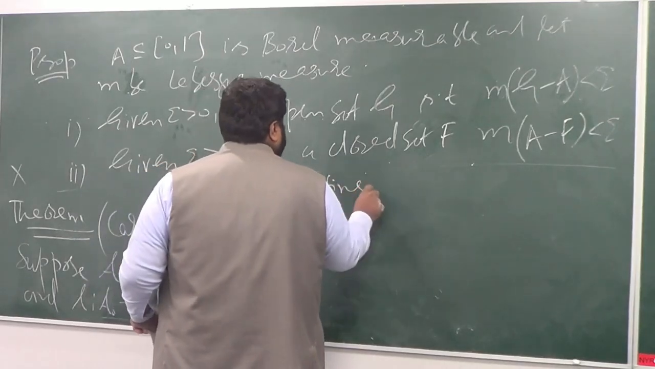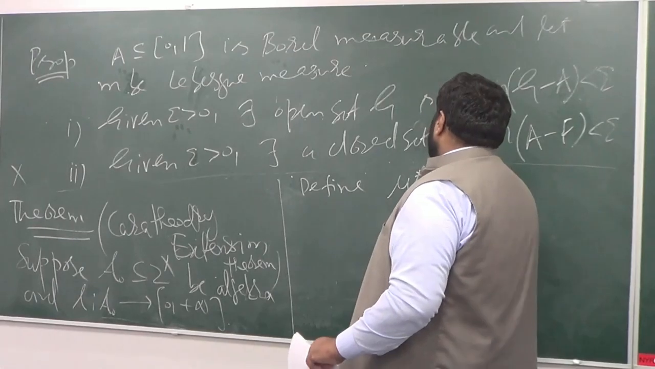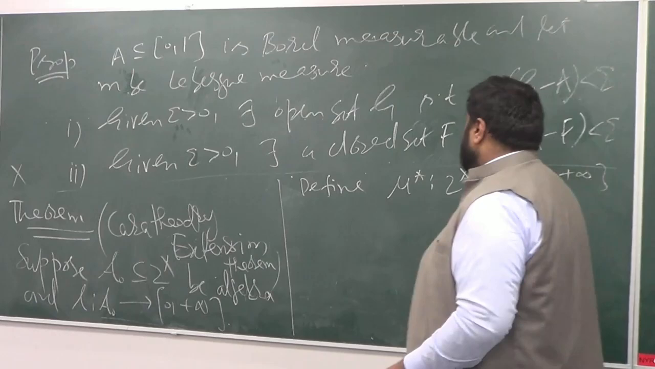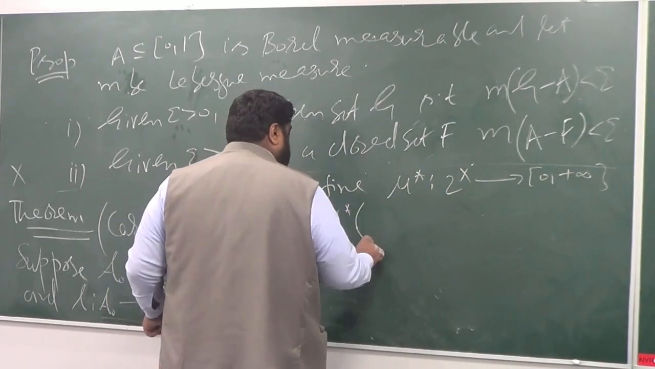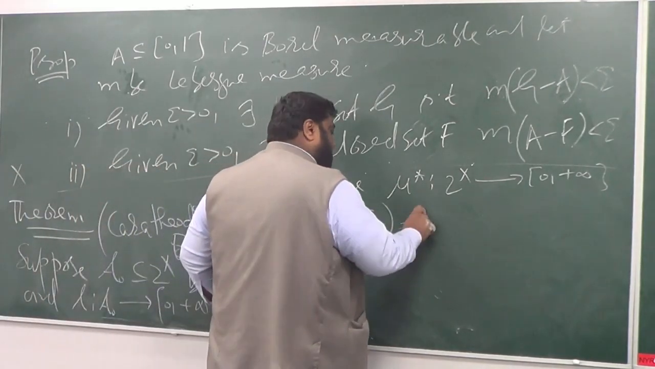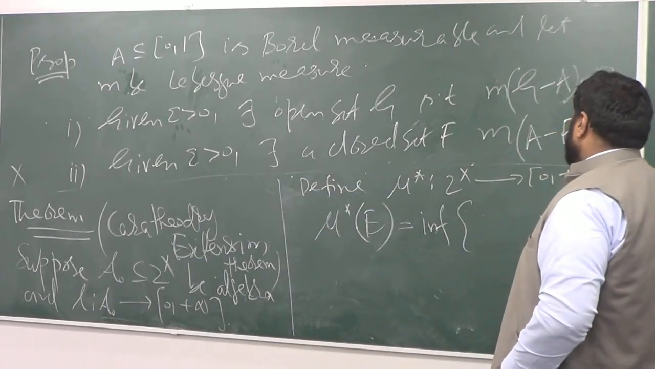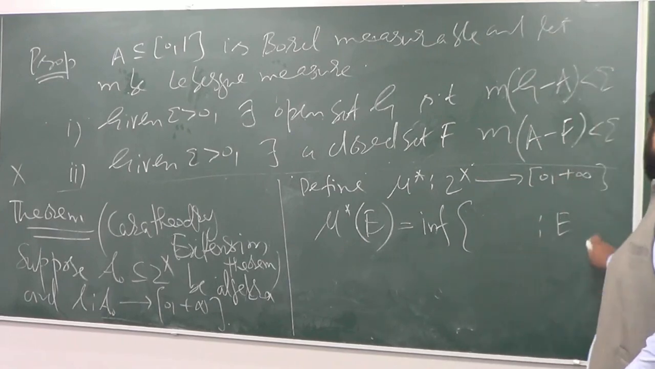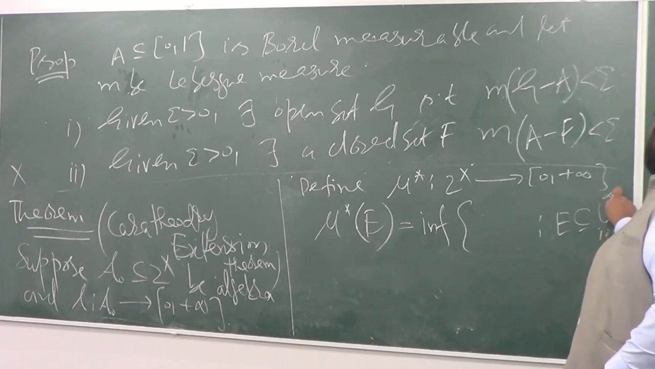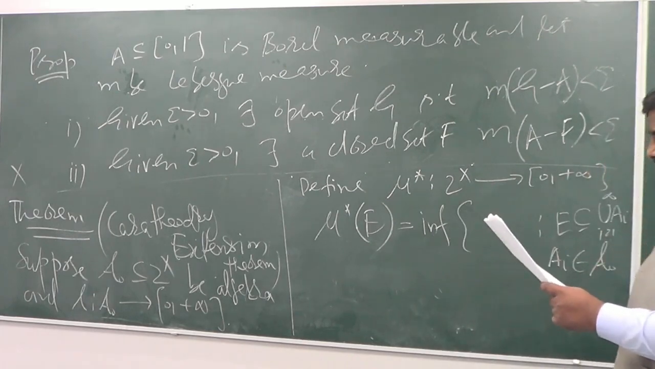Then I can define a map mu star from all subsets of X to 0 to plus infinity in the following manner. If I am computing the mu star of E, now guess what it would be? Then it would be the infimum of sums over covers, where A_i runs from 1 to infinity, and the A_i belong to A naught, and the A_i are not necessarily disjoint.